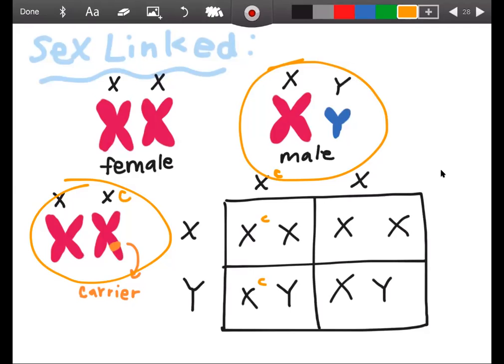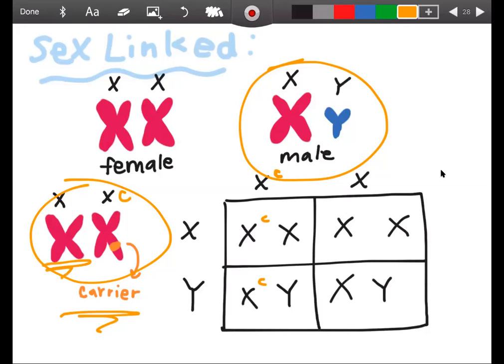The reason why we call this female a carrier and not necessarily infected or having red-green color blindness or hemophilia in this case is that she wouldn't have this because she has this other X chromosome working. That chromosome doesn't have red-green color blindness or hemophilia, and that can be expressed instead, so that the female does not have either of those diseases.